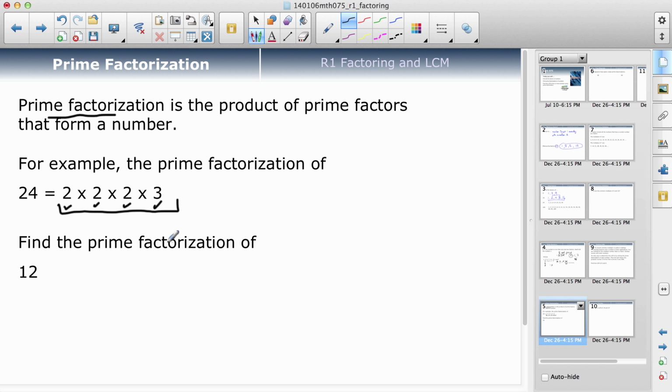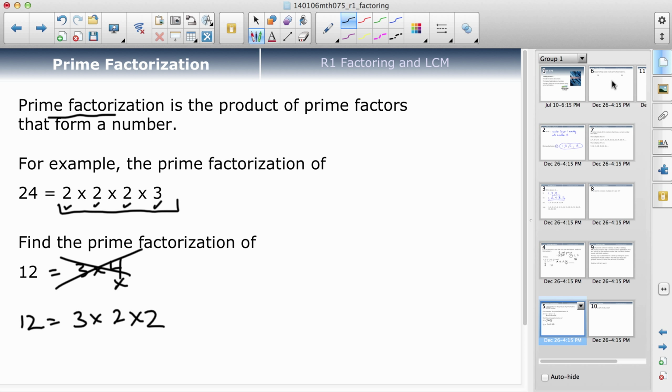Find the prime factorization of 12. Okay, well, 12 I know is 3 times 4. Oh, hold on. 4 is not a prime number. Maybe I can break that one down. So instead of writing 4, I'll write 2 times 2. Now all of those numbers are prime numbers, and they all multiply together to give me 12. So this one's not the prime factorization, but this one is.